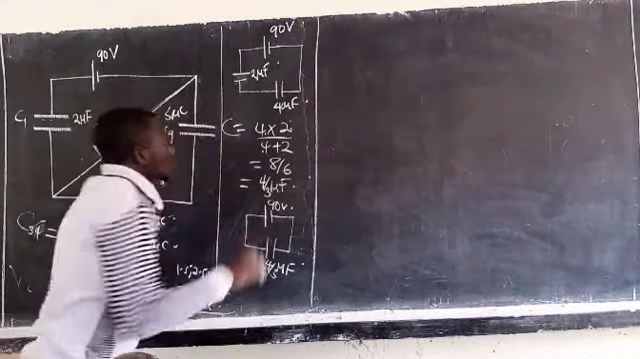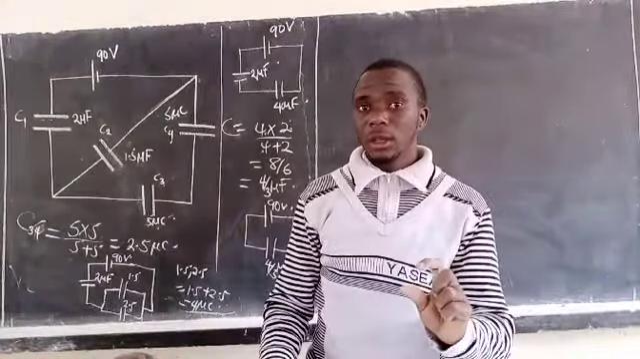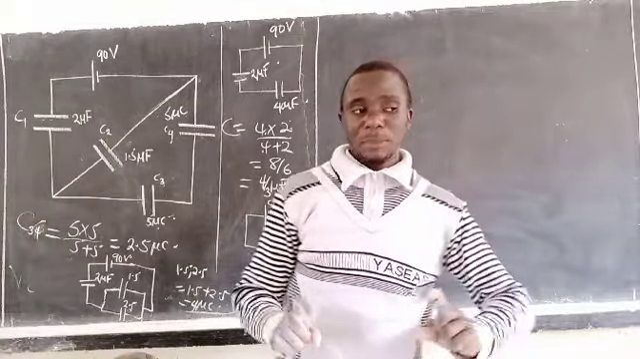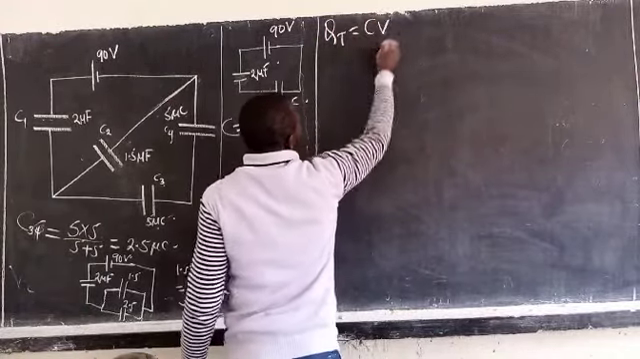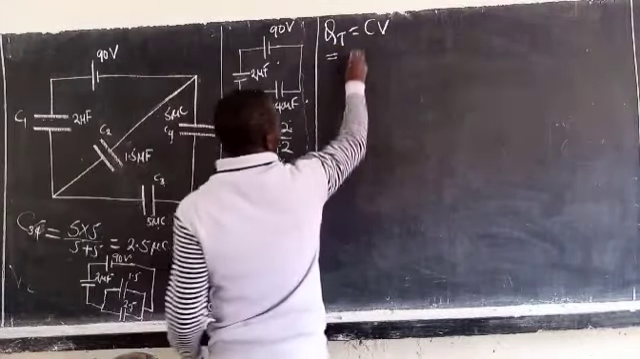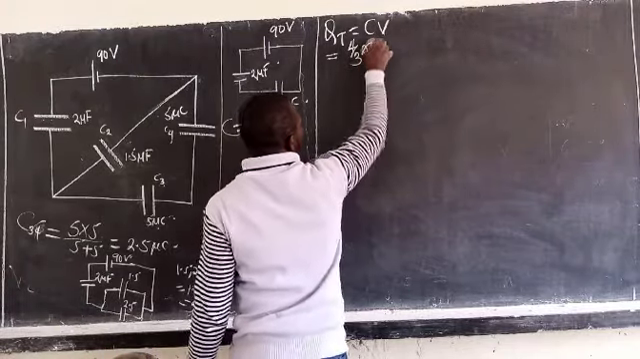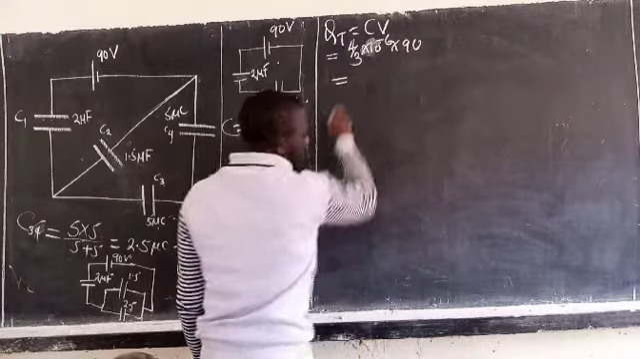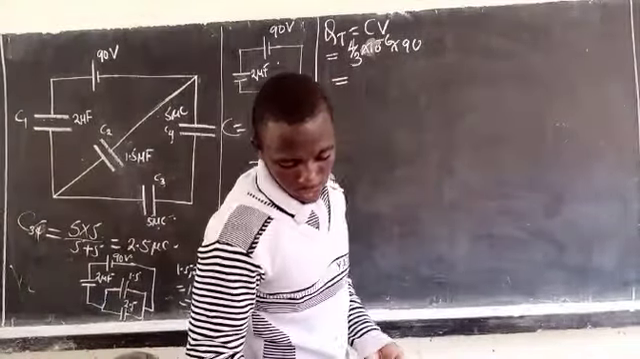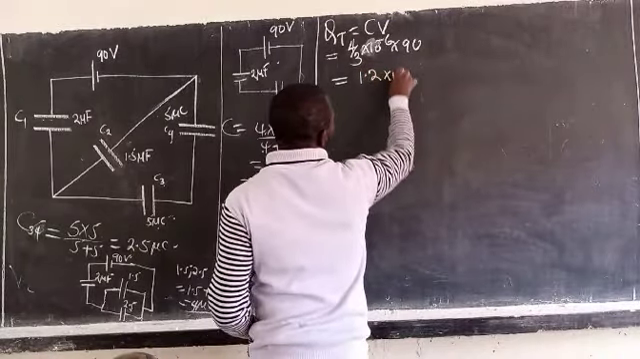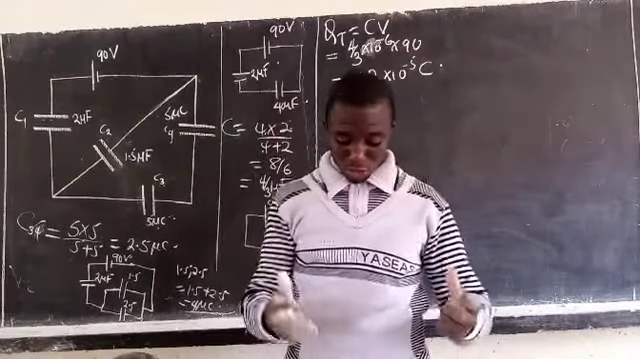Now, if that is so, what is the total charge? Because you must calculate the total charge, by the way. So the total charge is CV, and the capacitance is 4 out of 3, then the voltage is 90. This is 4 out of 3 microfarads, then times 90. And when you press on your calculator, you should be able to get the total charge as 1.2 exponent -5 coulombs.